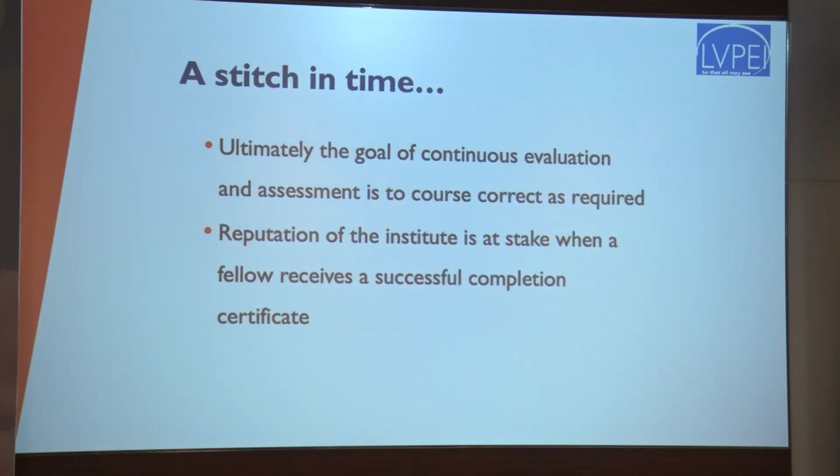So ultimately, the goal of this continuous evaluation and assessment is to course correct as required. So if somebody has more potential already, you can push them more into research, more into academics, more into innovation, or see where their talents lie, if somebody is already very, very good. Whereas if somebody is not so good, then they need more surgical training. It could be more basics or stuff like that.